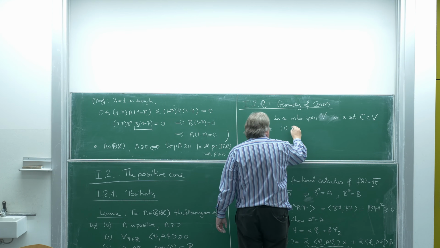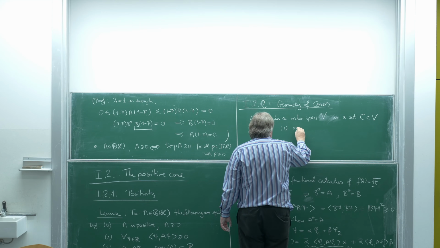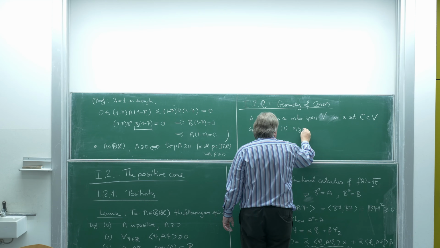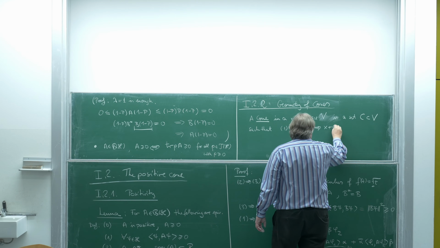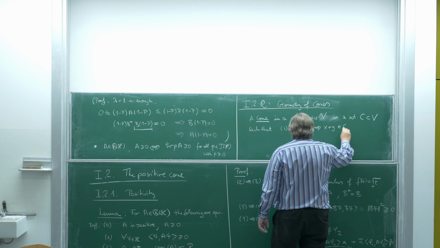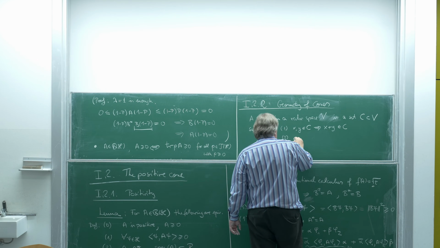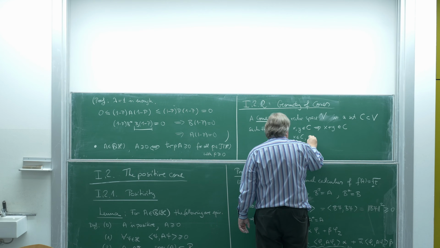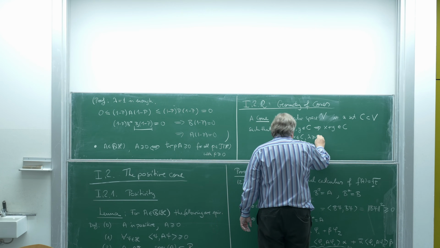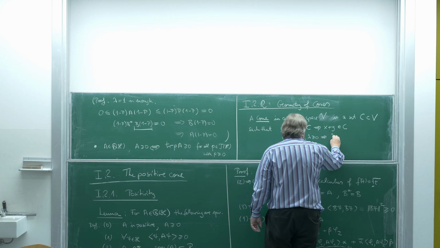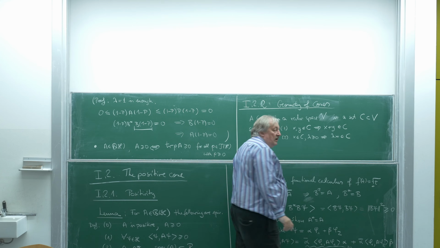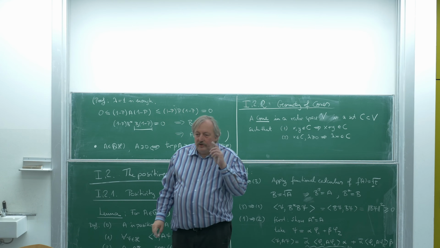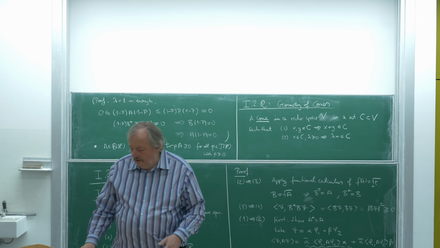first, if two elements are in the cone, then their sum is also in the cone. And the second condition is if x is in the cone and lambda is a positive scalar, then lambda x is in the cone. Okay? So this is all very intuitive geometrically, right?